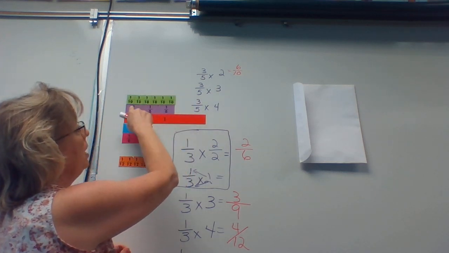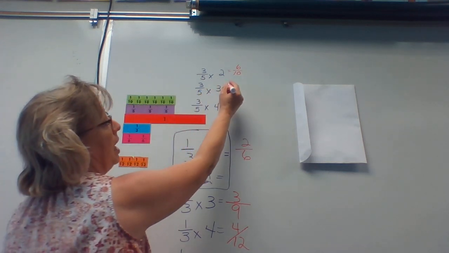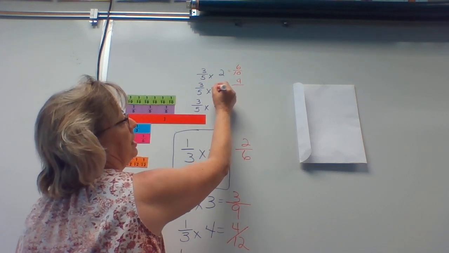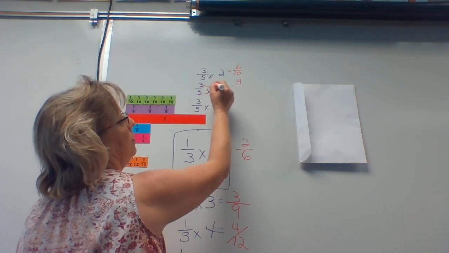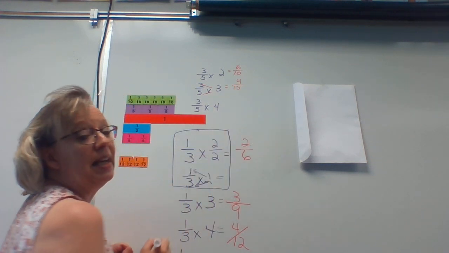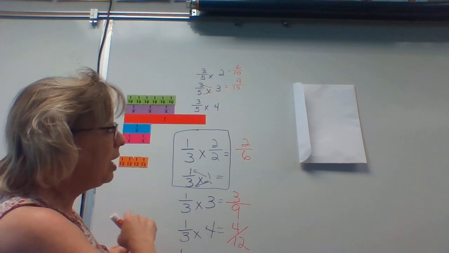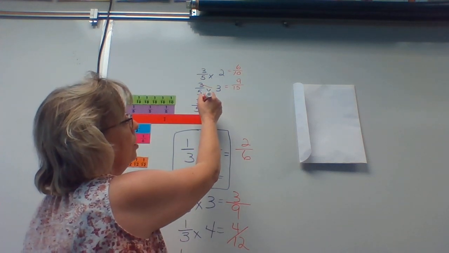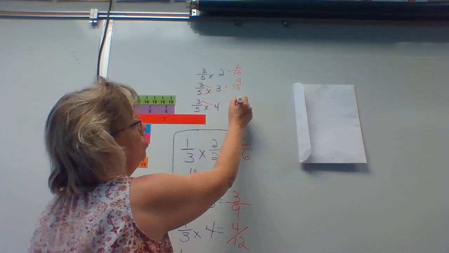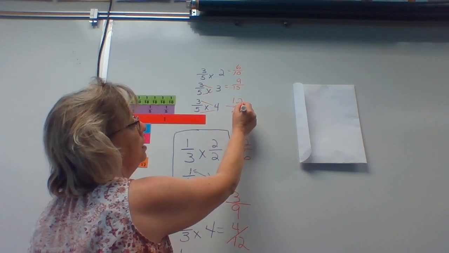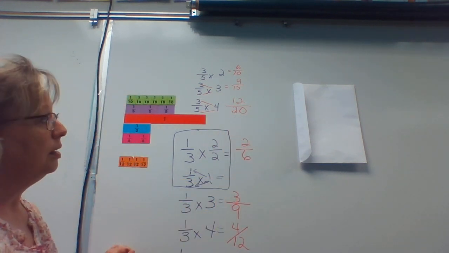If I wanted to break into 3 times as many pieces, I'm going to have 3 times 3 is 9, 3 times 5 is 15. I would have 9/15. If I wanted to do 4 times as many pieces, 3 times 4 is 12, and 5 times 4 is 20.